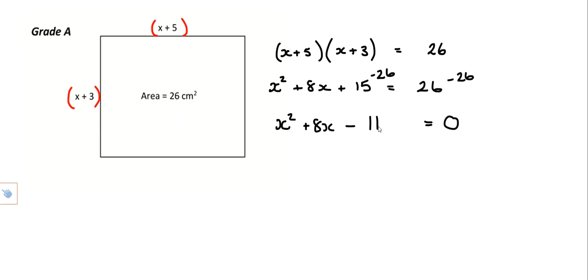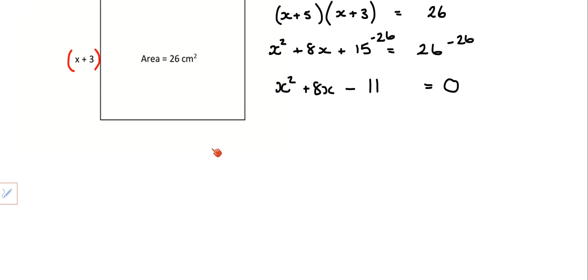At this stage, we kind of know that it's not going to factorise, because 11 is a prime number, therefore it's only 1 times 11, and that is not going to add up to make 8. So we should go straight for whatever other method we have.